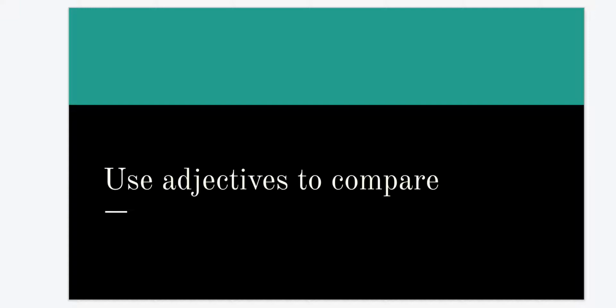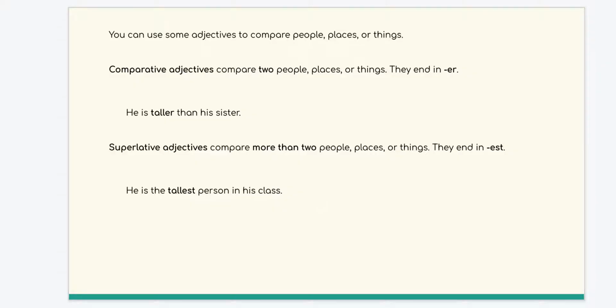Now today we're going to be talking about using adjectives to compare more than one thing. And remember, adjectives talk about nouns, and a noun is a person, place, thing, or animal. So we're going to be talking about comparing a person, place, thing, or animal.